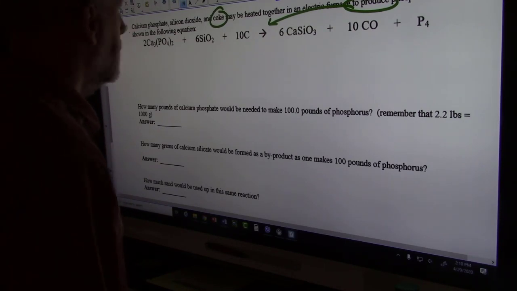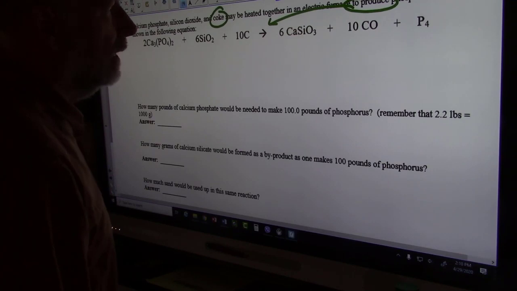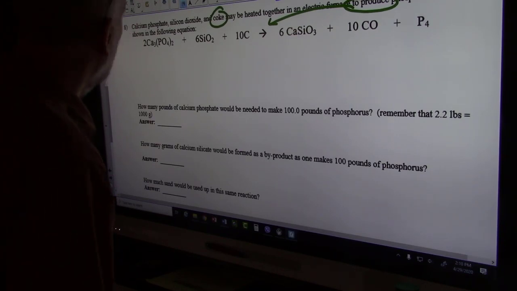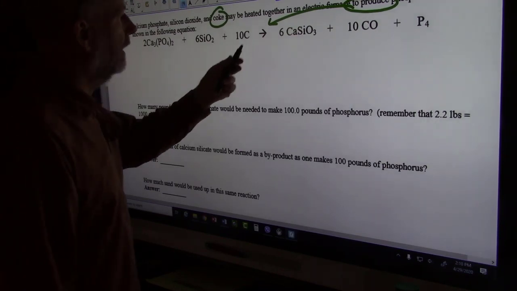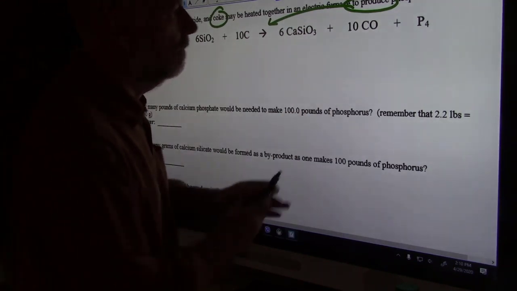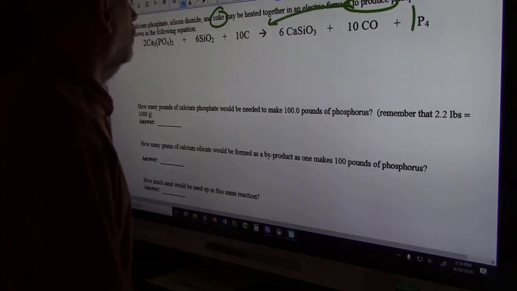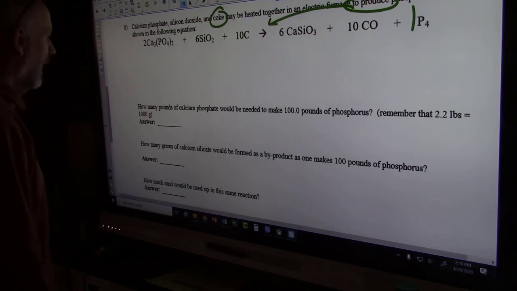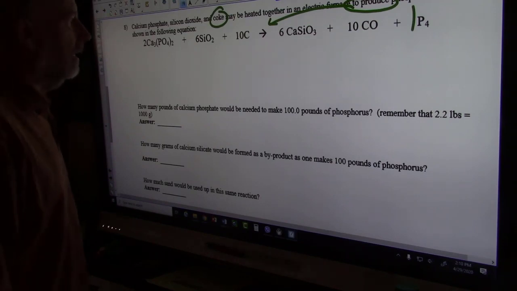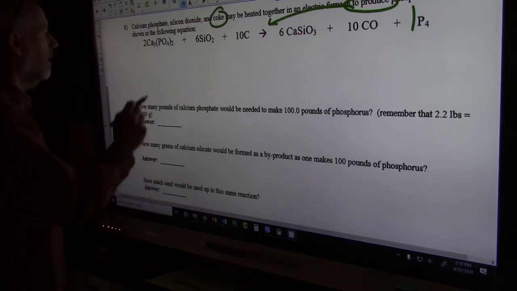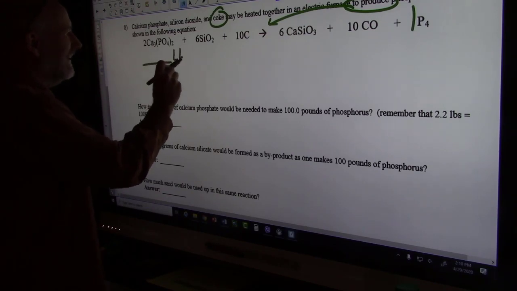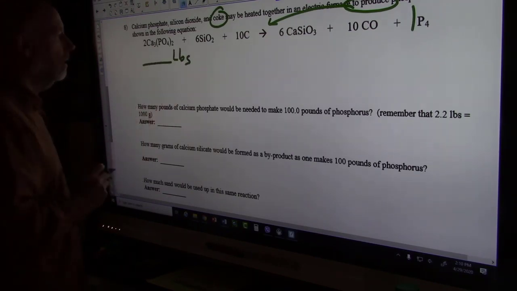Okay. Oh, this is going to be a doozy of a problem. Well, it's balanced for you. 2 to 6 to 10 to 6 to 10 to 1. Mole to mole ratio. How many pounds of calcium phosphate? Where the heck is that? Oh, here it is. How many lbs? Hey, that's not grams. Uh-oh.